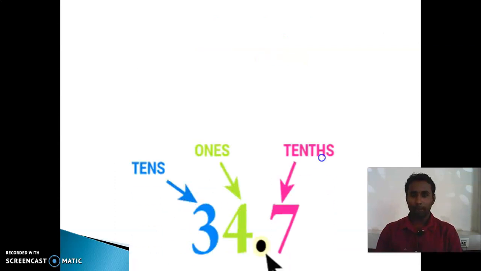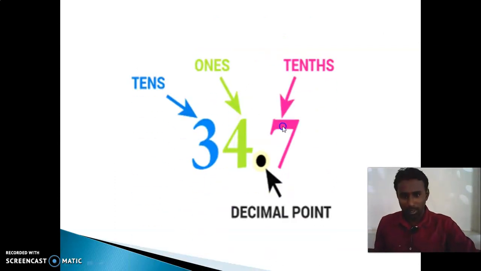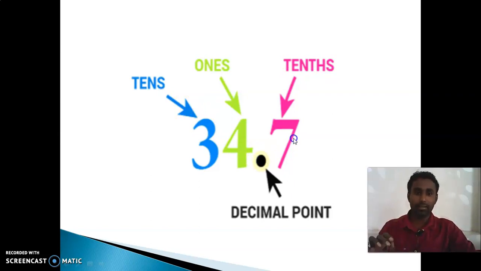Here I will take one number. This is 34.7, right? This is called the ones digit, the unit digit. 4 into 1, 4 only. You studied place value and face value, right? This is called 4 ones. This is 3 tens, that means 3 into 10, 30. But here, what is the difference? Here it is tens, and here it is tenths, TH will come. After the decimal point, the first digit is called the tenth digit.